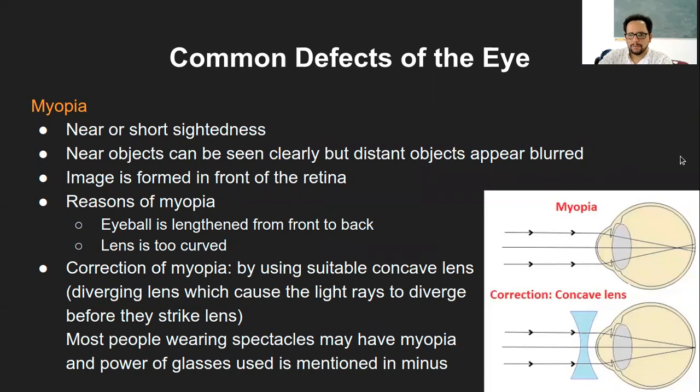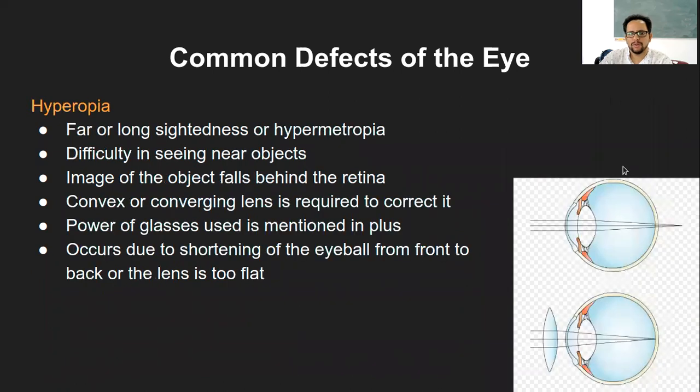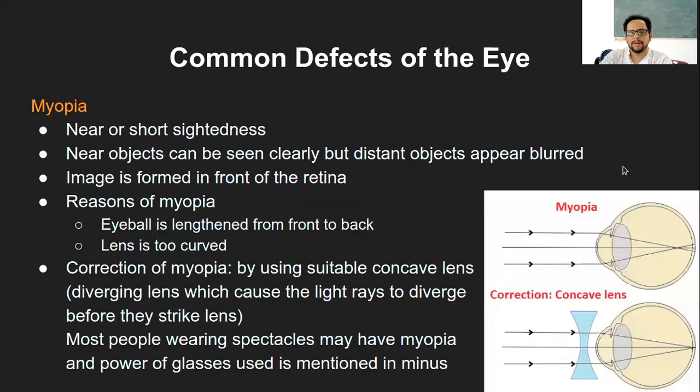Okay, I suppose this is the last part of this whole chapter. I'm not sure though. Yeah, it is the last part. These are the common defects of the eye. Usually, when we talk of the common defects, the common one, for people with spectacles, is myopia, that is near or short-sightedness. In short-sightedness, the near objects can be seen, but distant objects appear blurred.